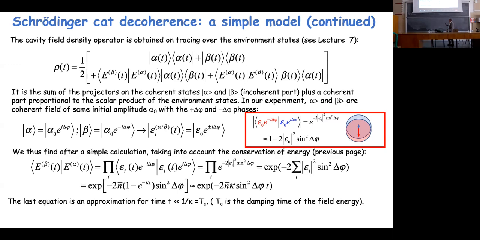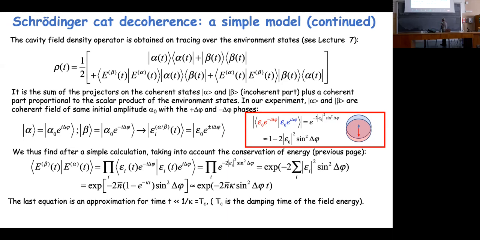What you have to do now is to remember that you have conservation of energy. And this quantity is equal to this. This is a quantity that I have written on the previous slide. It's exponential minus 2 n bar (1 minus e^(-kappa tau)) sine square delta phi. This is just the conservation of energy from here to here.